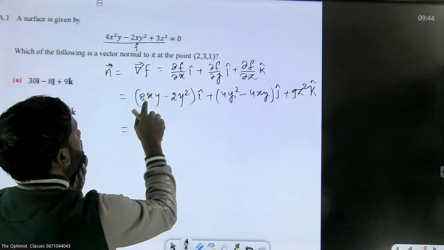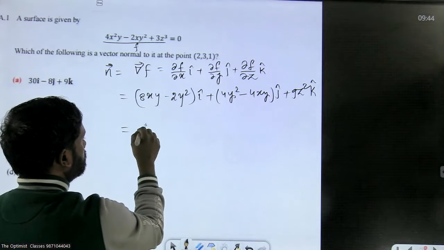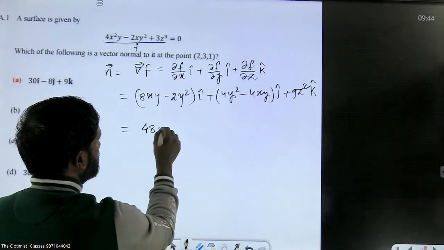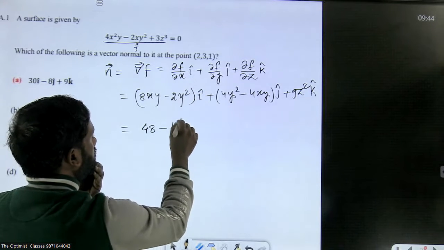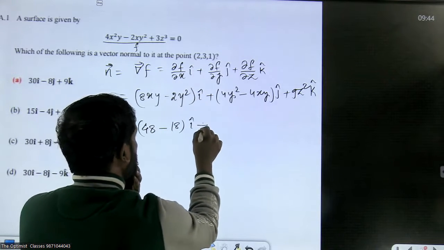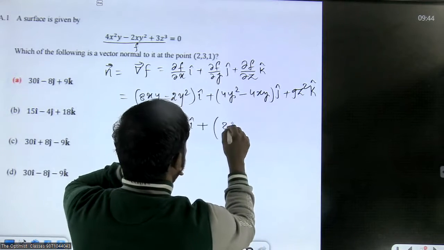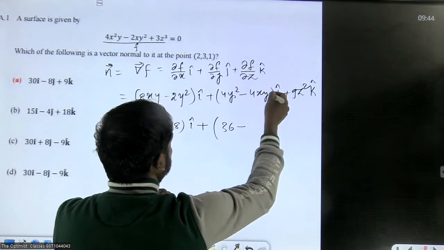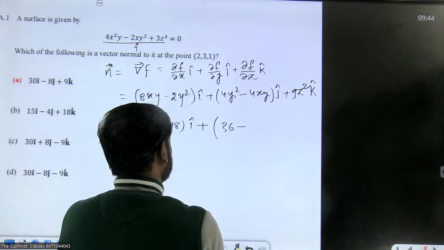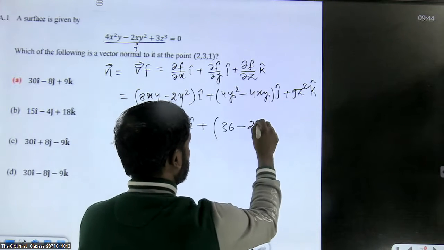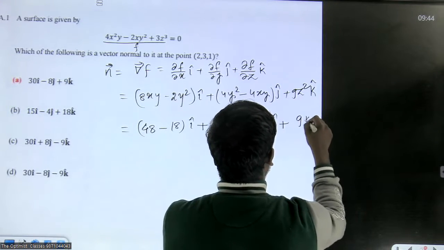So this becomes 2 multiplied by 3, 6, and multiplied by 8, you get 48. Minus here, when you put 3, it becomes 9 and 2, 18. You get here 18 i cap. Plus here you get 9. So this becomes 36 minus, and here 2 and 3 you put. So you get 2 multiplied by 3, 6, and multiplied by 4, 24 j cap. Plus here you put 1. So you get 9 k cap.